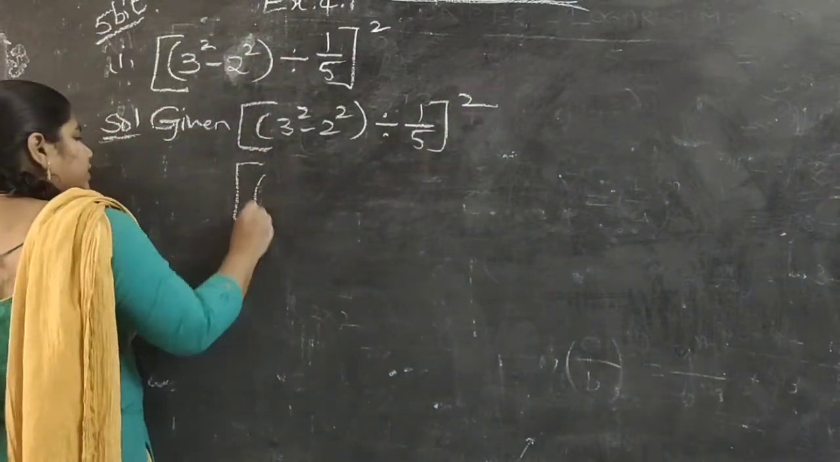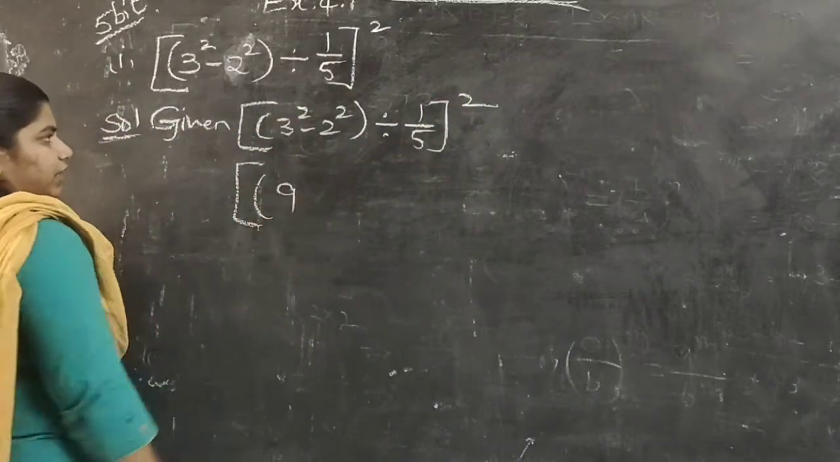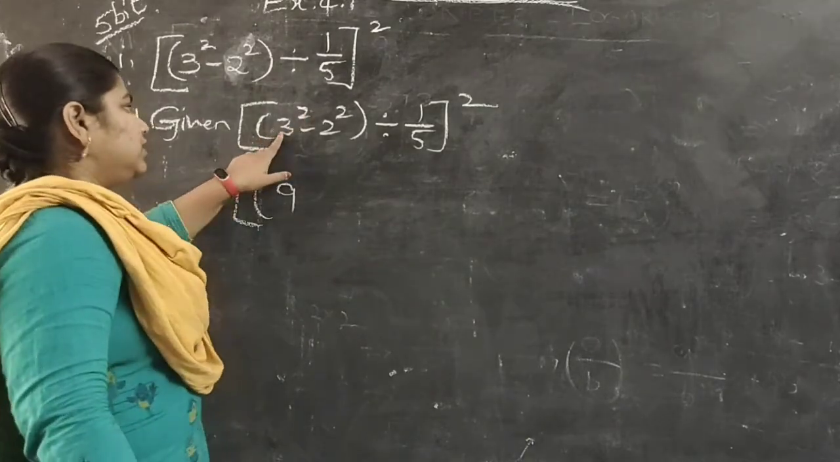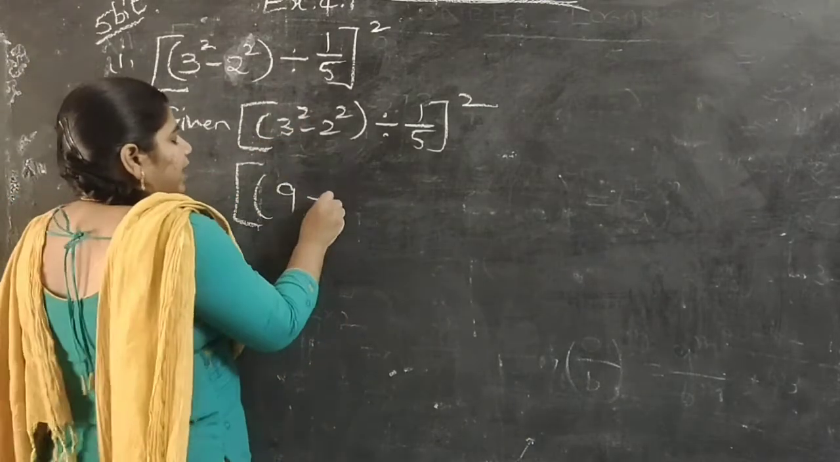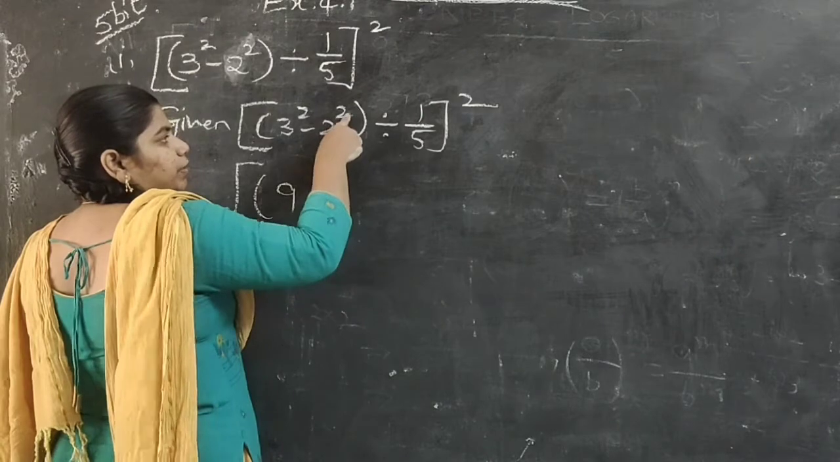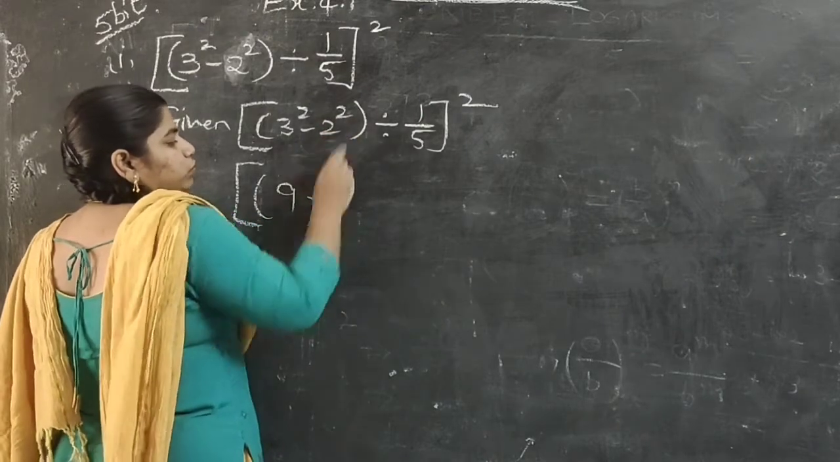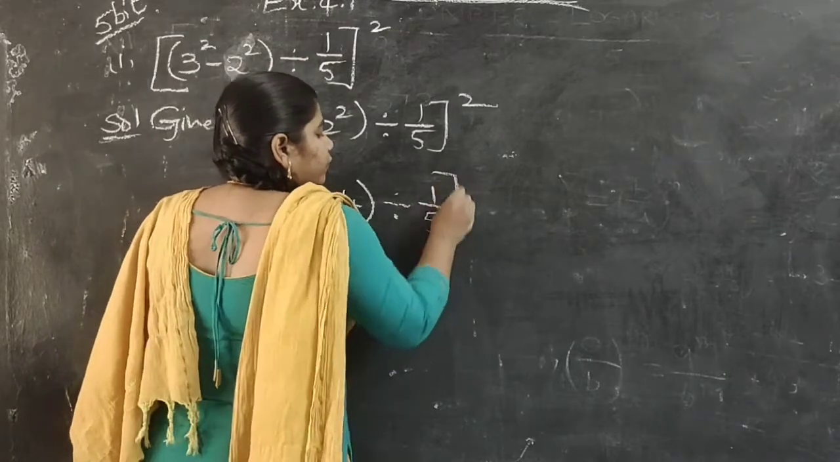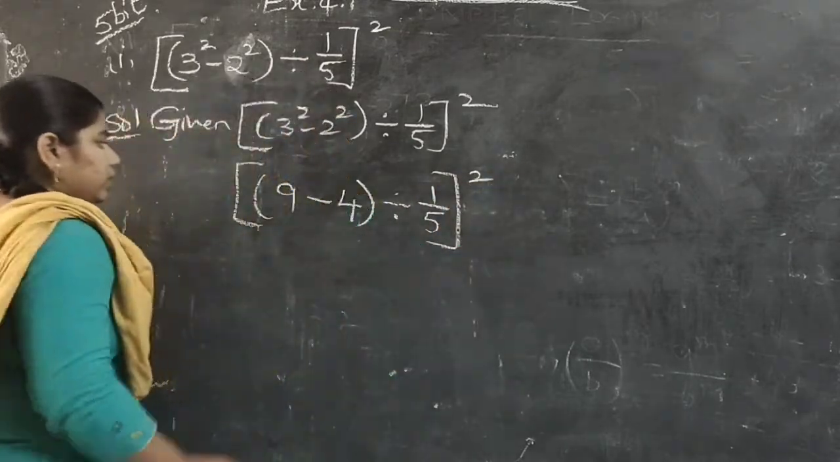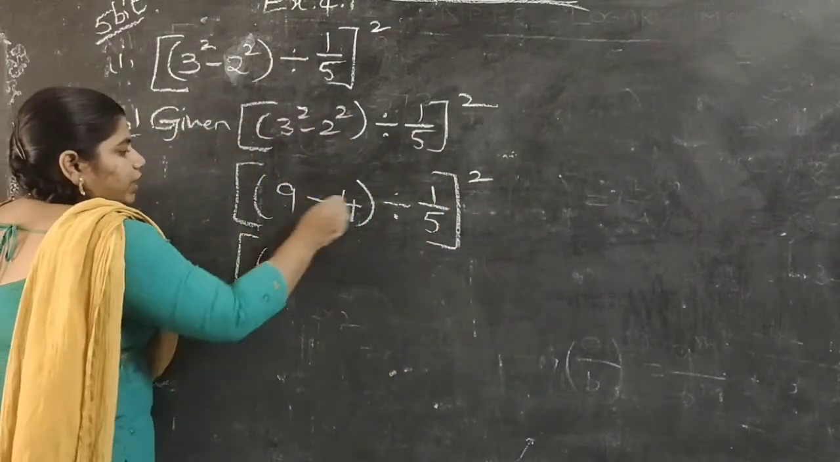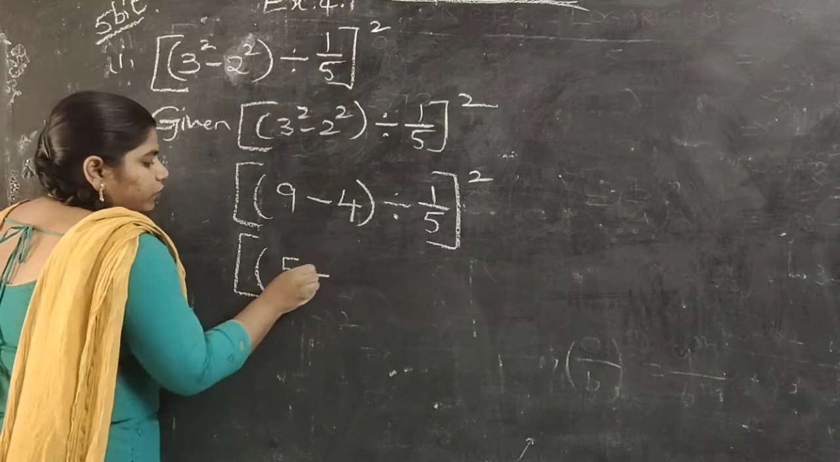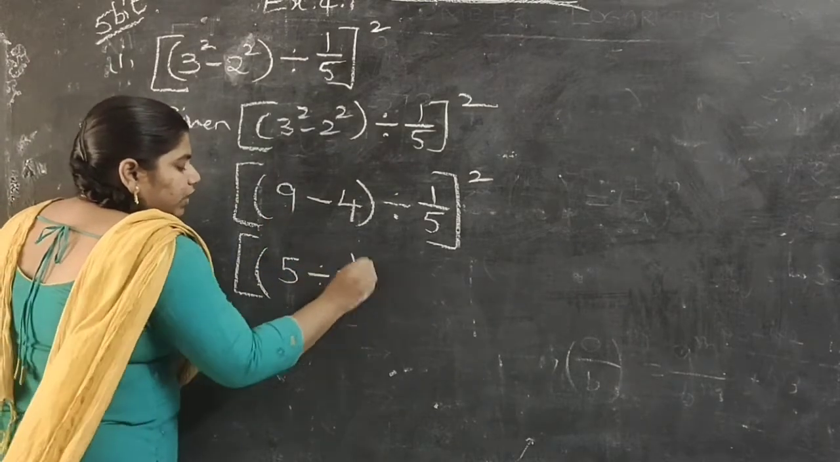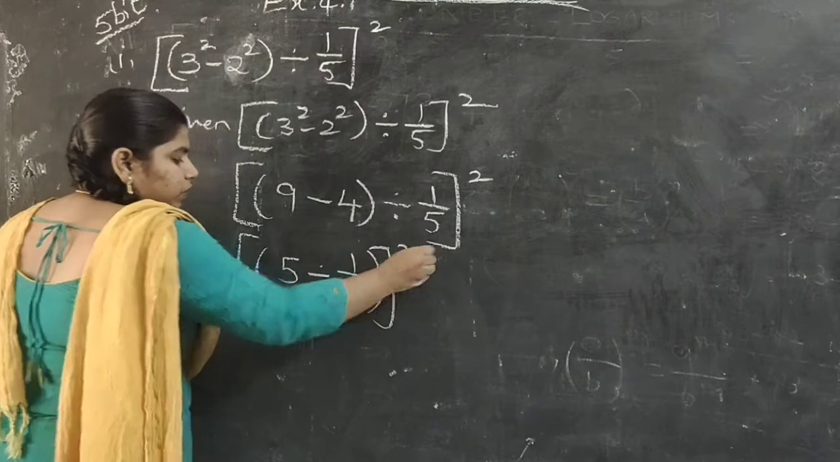So, what is 3 square value? That is 9. 3 we have to multiply 2 times. 3 3s are 9 minus 2 square. 2 we have to multiply 2 times. That is 2 2s are 4 divided by 1 by 5 whole square. So, 9 minus 4 is 5 divided by 1 by 5 whole square.